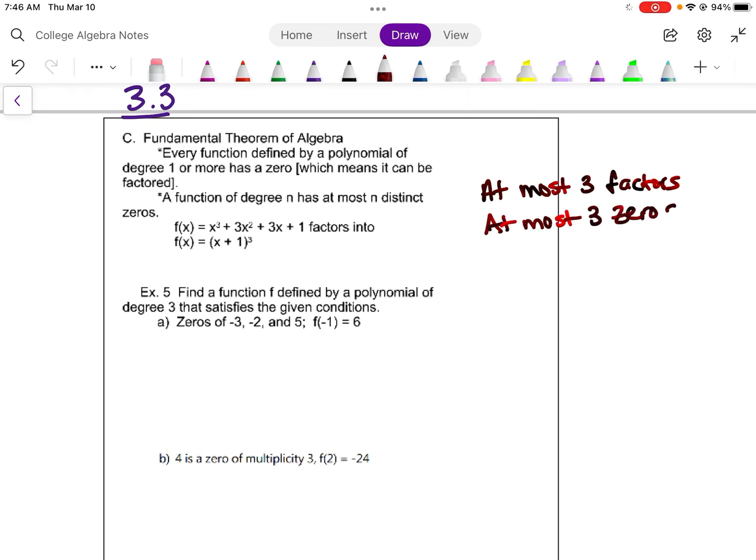3 zeros. But what actually happens when you factor that down, you end up with x plus 1 to the third. So that's x plus 1 written 3 times. Essentially, you just have one factor. We say it has multiplicity 3, and you only have one zero, negative 1.